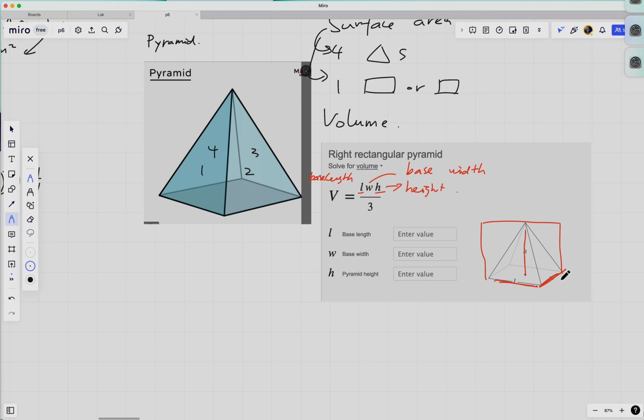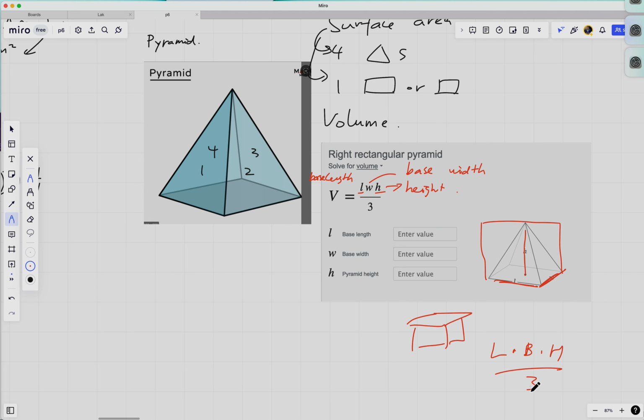Why? Because the cuboid is what? Cuboid is length times breadth times height, right? But can you see over here it's divided by 3. So every pyramid is 1/3 of a cuboid. So you have memorized the volume, I also have memorized it already.